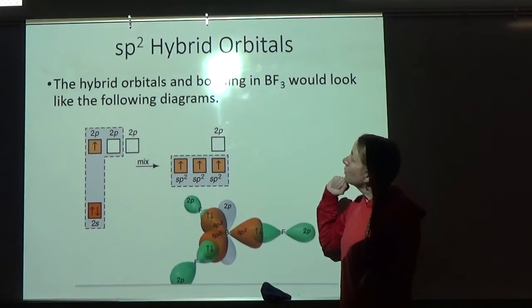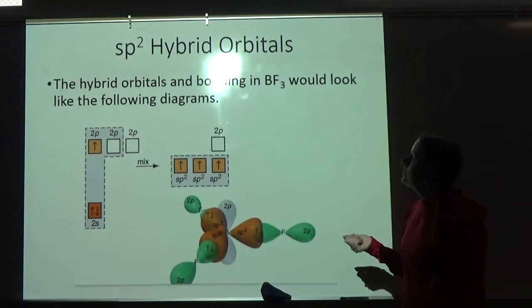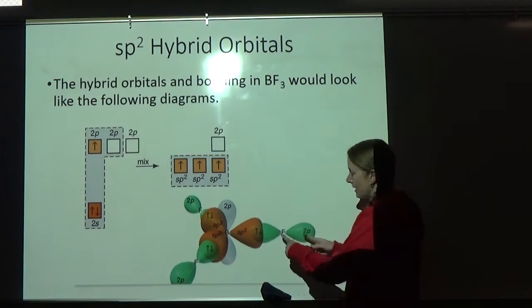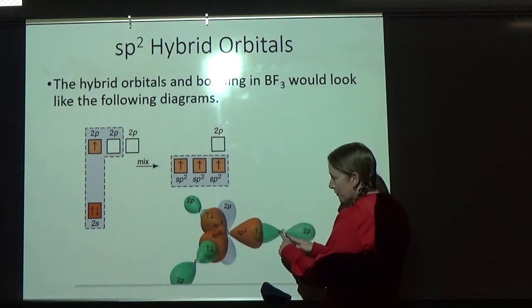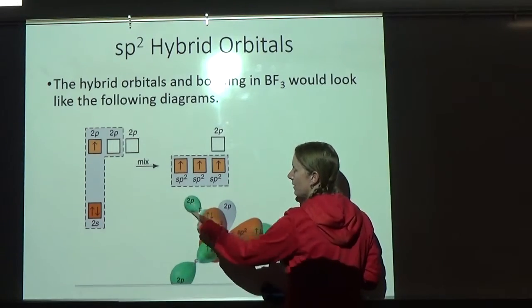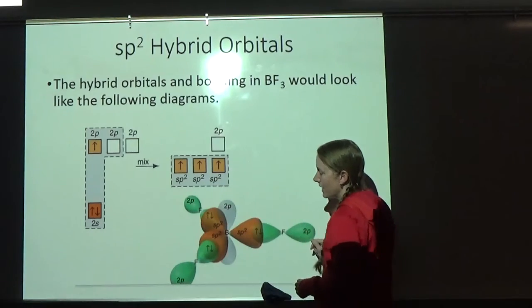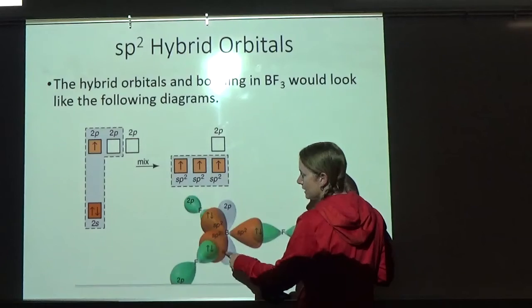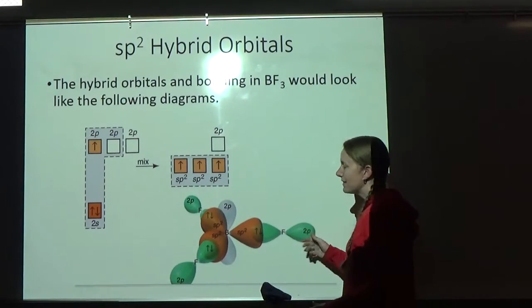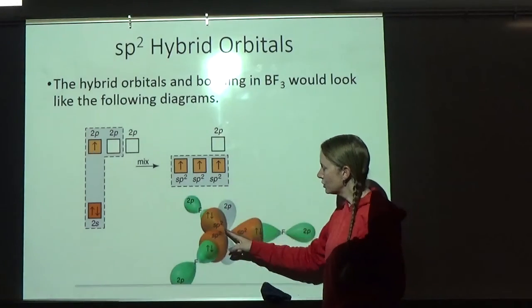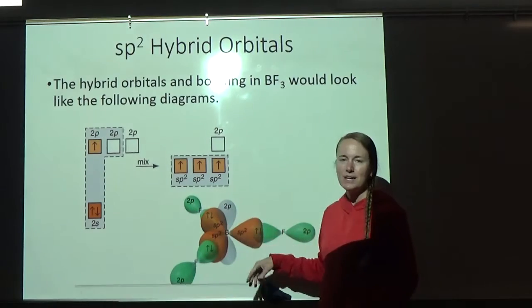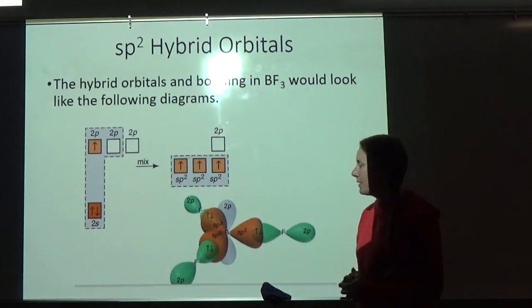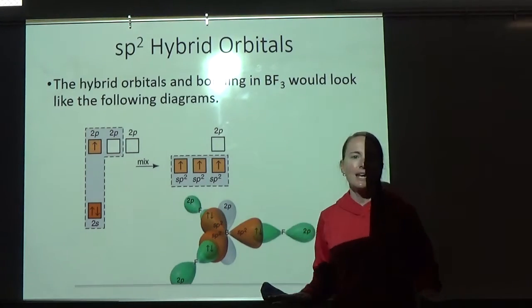The hybrid orbitals and bonding in BF3 would look like the following diagram. So we have our normal 2p orbitals from our fluorines, our Fs. And then we have those new hybrid sp2 orbitals. I like this picture because it still shows that normal 2p orbital left over, because remember, that one is not hybridized.